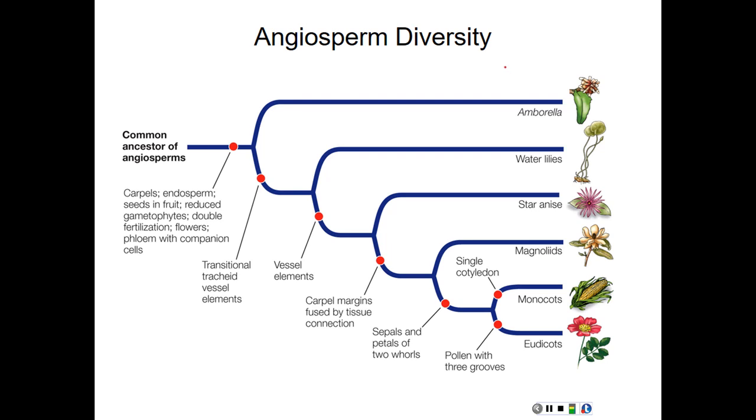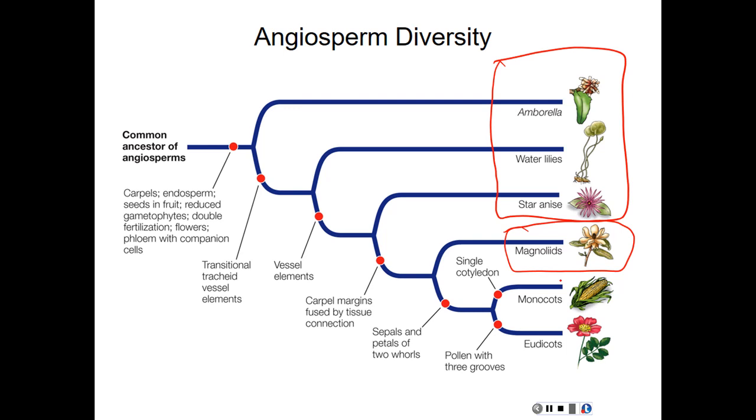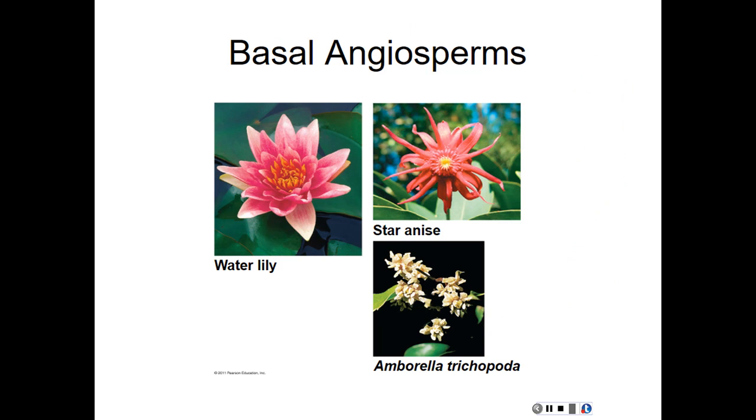What we call the basal angiosperms include these groups here. We have our Magnoliids, and then the two biggest groups of all are the monocots and the eudicots. Okay, so let's talk a little bit about our basal angiosperms.